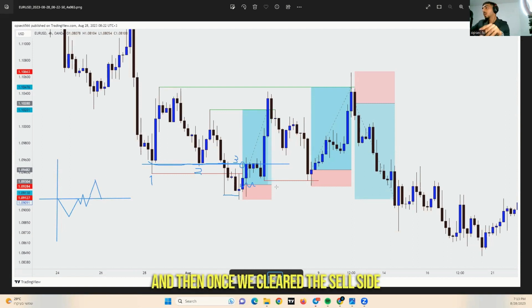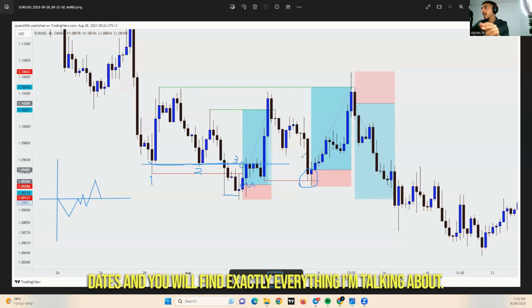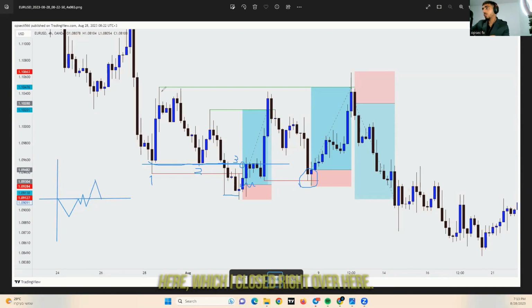And then once we cleared the sell side liquidity and we had bearish sentiment again, that's going to be setup number two. That's where we had another lines reversal. And that is where I entered another trade, which I posted, and you can go on my Twitter, look up these dates, and you will find exactly everything I'm talking about. You will see I entered another trade over here, which I closed right over here. I think I actually closed it slightly higher, but yeah.